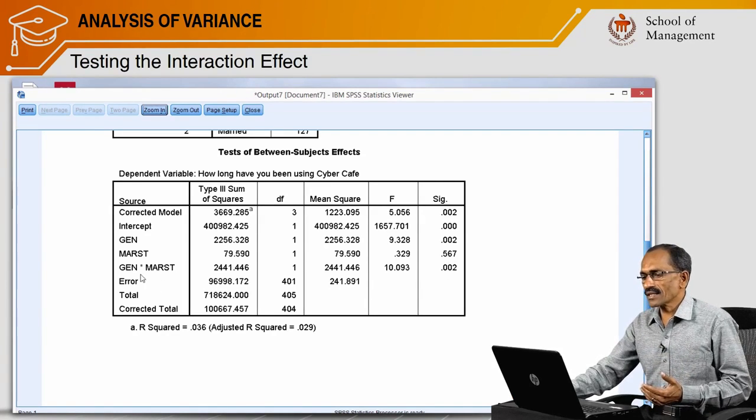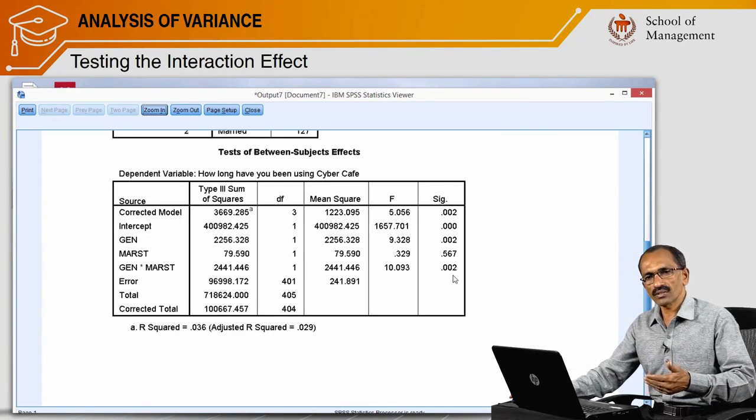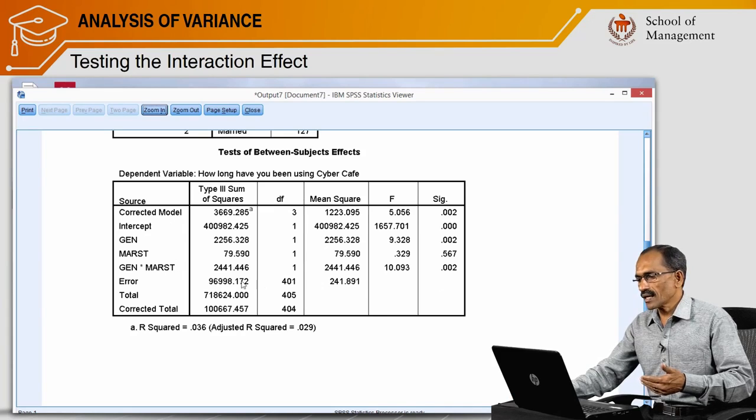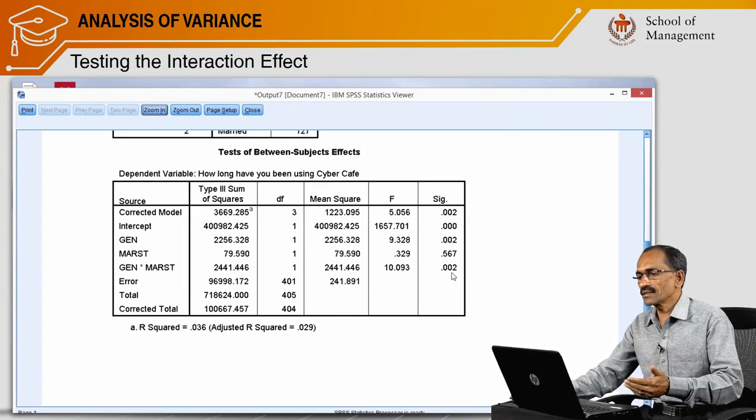And this shows the interaction effect: gender interacts with marital status, and that is statistically significant. So both in the corrected model and the interaction model, we are proving that both variables interact to decide the duration of a cyber cafe visit.